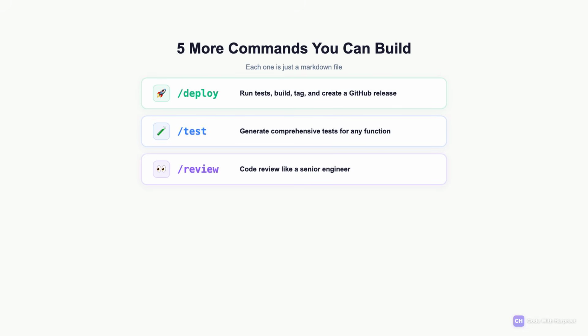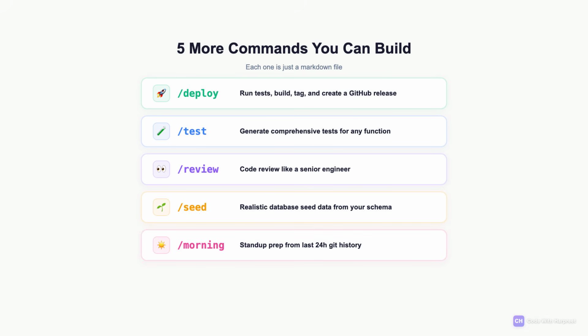Number 3, /review. Get a code review without opening a pull request. Claude reads your changes and gives you feedback like a senior engineer. I run this before every single PR. Number 4, /seed. Generate realistic seed data for your database. No more manually writing seed scripts. Claude reads your schema and creates data that makes sense.